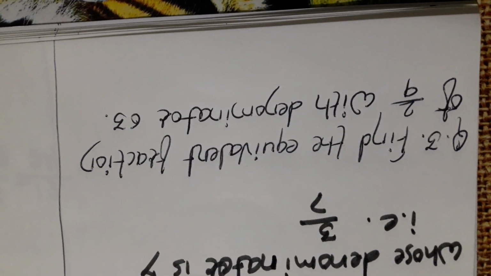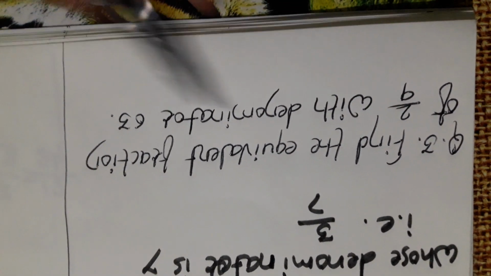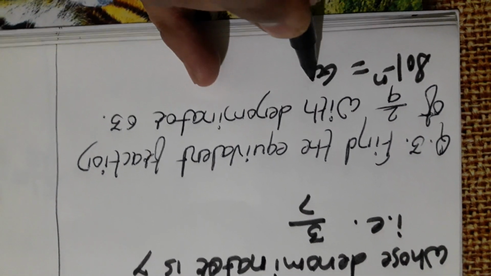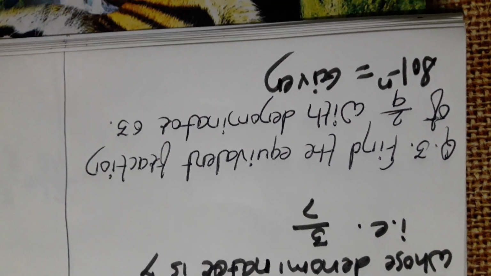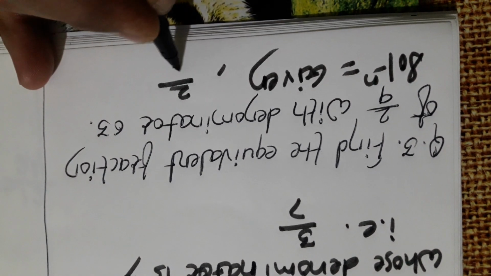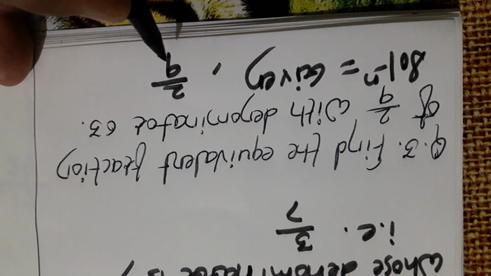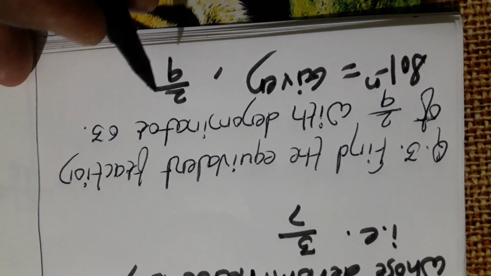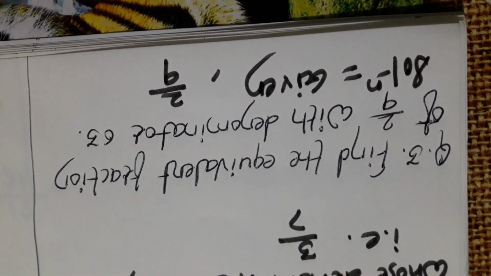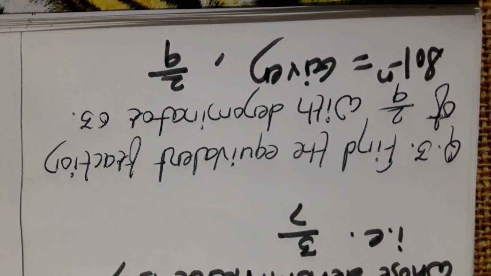Find the equivalent fraction of 2 upon 9 with the denominator 63. Here what denominator is given? 63. Now we have to think about the denominator first of all, and then we have to think about one number. What is given? 2 upon 9. Now what is the denominator? See here, 9 is the denominator. We are going to convert this 9 into 63. Is it possible that after dividing this 9 we will get 63, or after multiplying this 9 we will get 63? Okay, we have to think upon it.